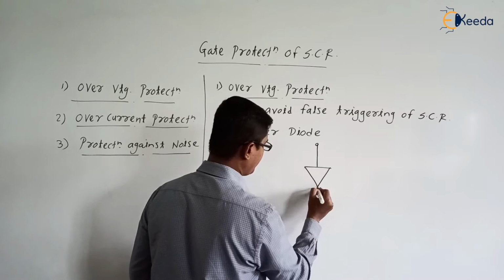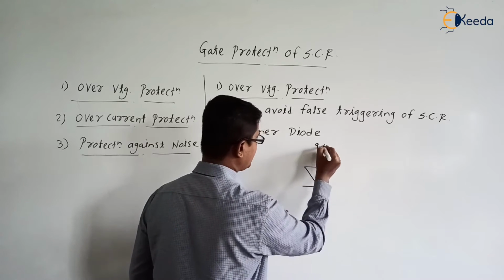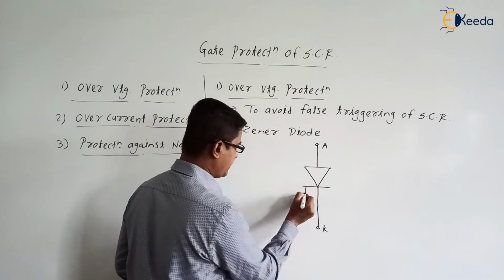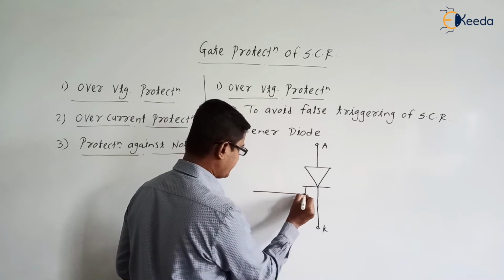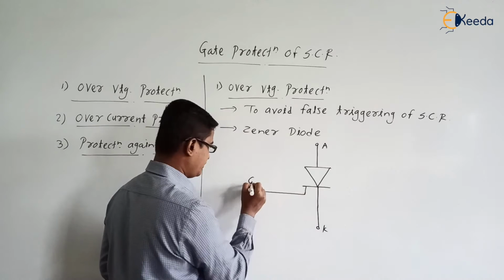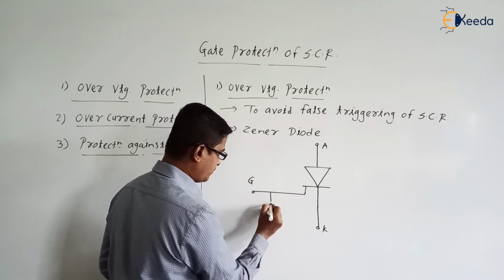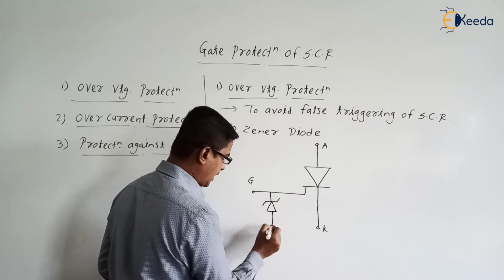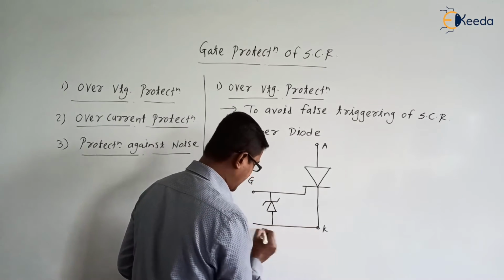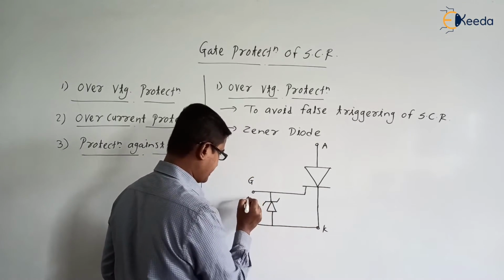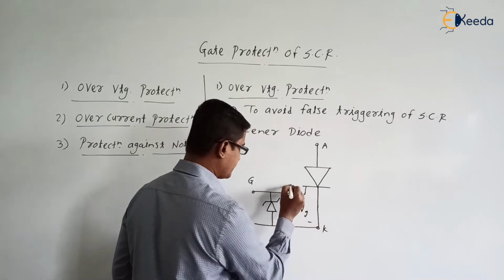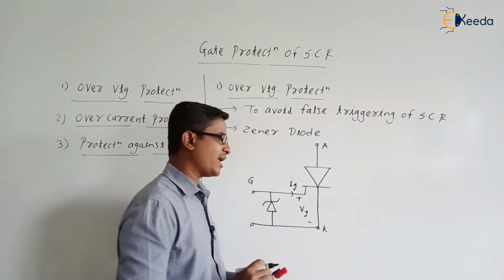Suppose this is the SCR we have, this is the anode of the SCR, the cathode of the SCR, and here the gate terminal of the SCR. Here we need to connect the Zener diode. As we know, the Zener diode works as a regulator. You might have heard about the Zener diode as a regulator.